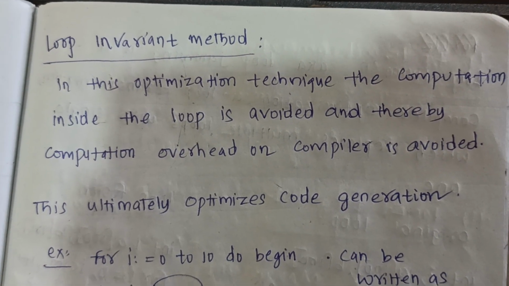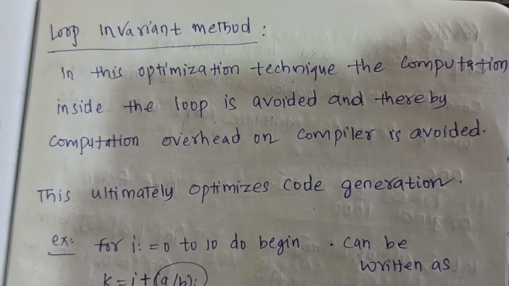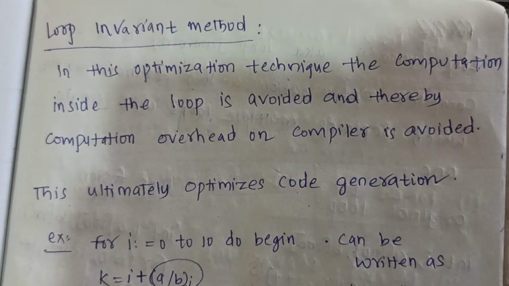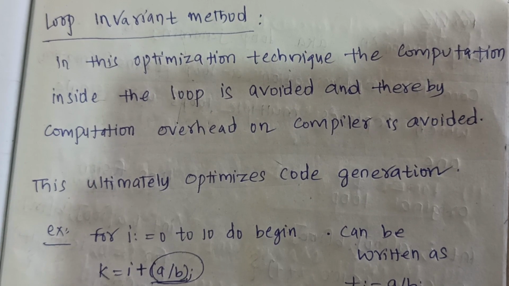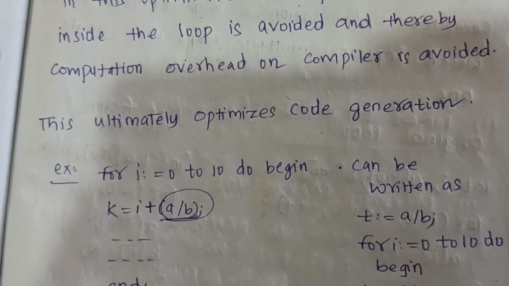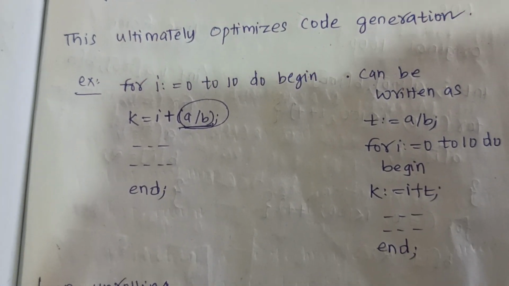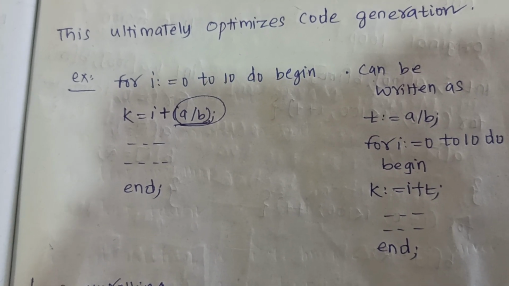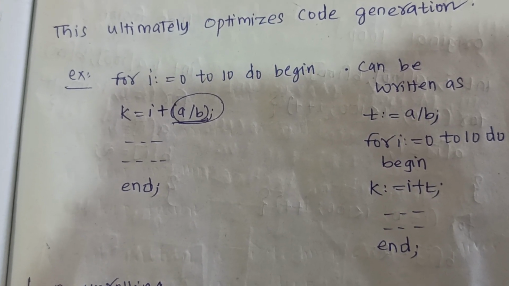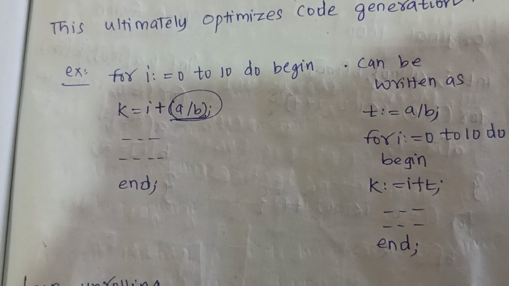And third one is loop invariant method. In this optimization technique, the computation inside the loop is avoided and thereby the computation overhead on the compiler is avoided. This ultimately optimizes the code generation. For example, here: for i = 0 to 10, begin, k = i + a / b, and so on, end.